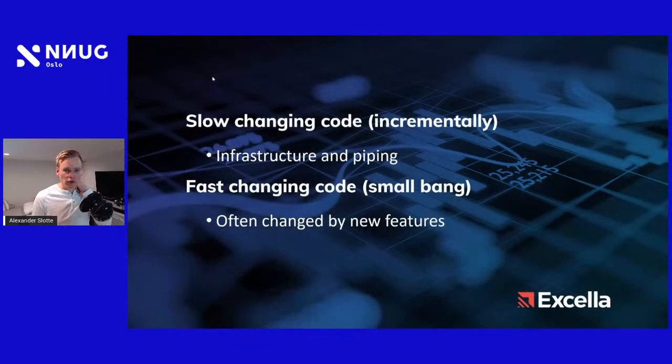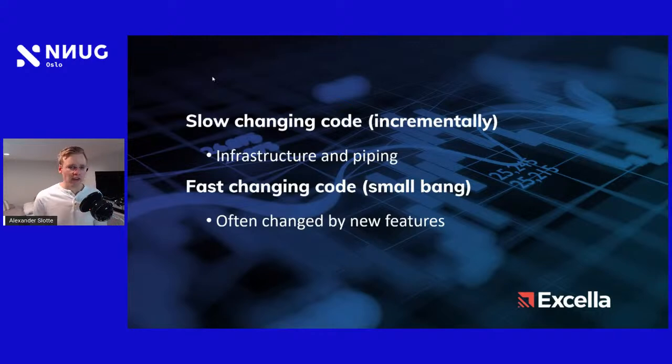Well, let's look at the code first. So what does a web app consist of? Well, it basically consists of two things here. Slow changing code, like infrastructure and piping, and fast changing code, like controllers and view models and those kinds of things that change by feature. And they are something that we may want to focus on later. So the slow changing code are things like setting up Autofac, setting up your AutoMapper instances, setting up logging, exception handling, all that piping stuff. And those never really change, very often at least.